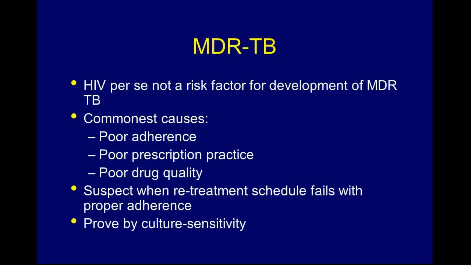Multi-drug resistant tuberculosis, really immunosuppression or HIV is not a risk factor. There is new data coming out that it possibly could be, if the HIV and the opportunistic infections associated with HIV cause decreased drug absorption. That could cause resistance if you have lesser drug levels, but per se, HIV alone or immunosuppression alone is not a risk for multi-drug resistance. What is? Poor adherence, poor prescription practices, and poor drug quality.